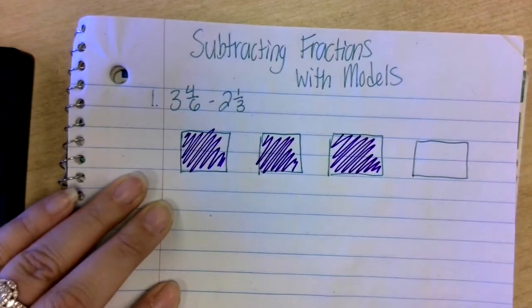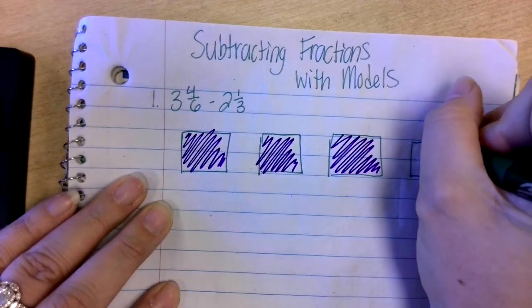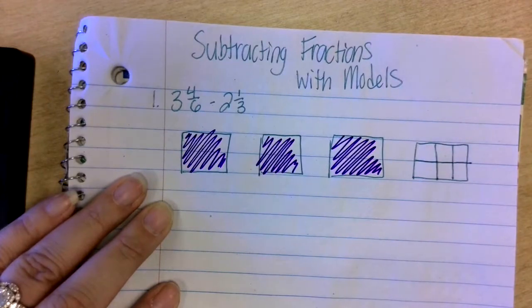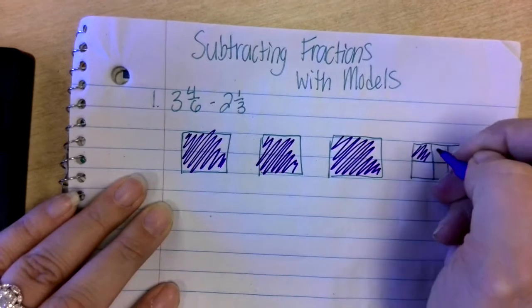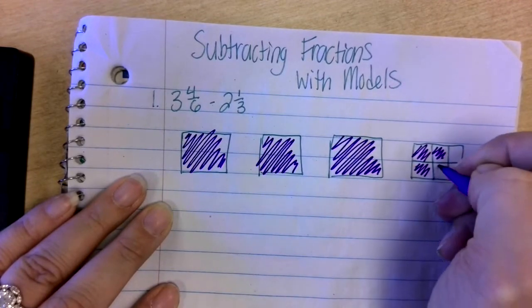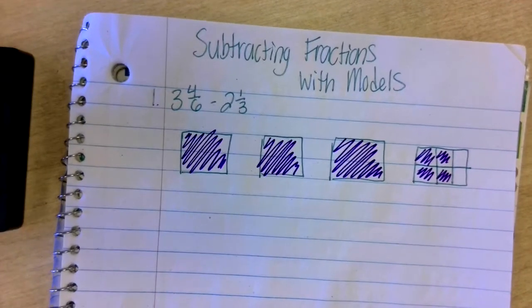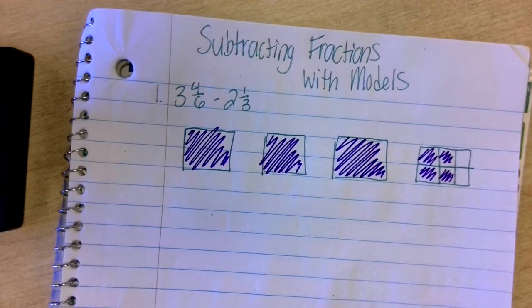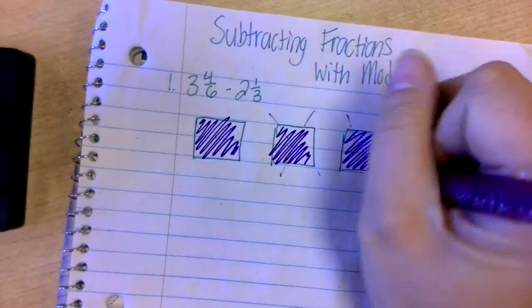All right. So then we need to split this one into 6 pieces. And so you can do that by making thirds and cutting them in half like that. And so we're going to shade 4 of those. Okay. So now we're taking away 2 1/3. So taking away the 2 is pretty simple. So all that we have to do for that is just literally mark out 2 of those holes. So they're gone. They are no more.